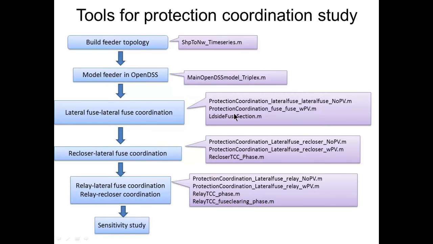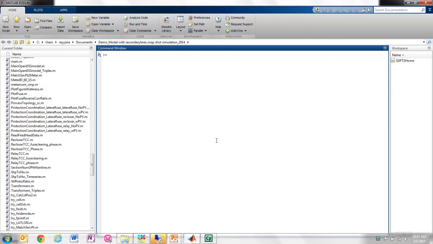So here is the list of all relevant MATLAB scripts that we have developed that we need to run to study the different protective device coordination. In the remaining part of this video, I will quickly go through the lateral fuse coordination, specifically run these 3 MATLAB scripts, and look at some of the interesting results. Okay, so let's run the MATLAB scripts corresponding to the fuse-to-fuse coordination study. The file that we need to select is the protection coordination lateral fuse with PV.